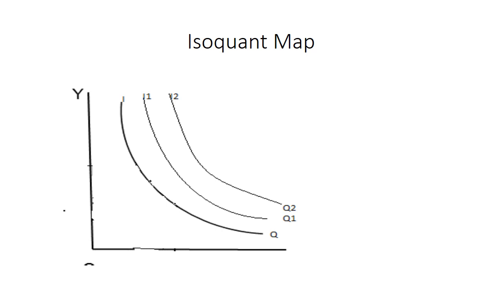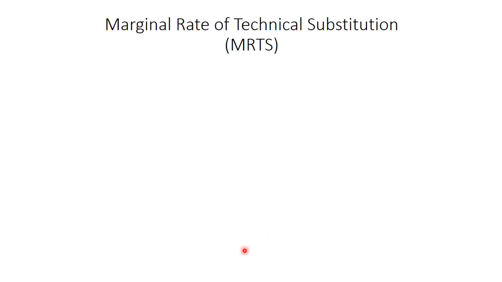Then we have the isoquant map, in the same way as we have an indifference map. A higher isoquant represents a higher level of production. An isoquant map is nothing but a set of isoquants. A higher isoquant represents a higher level of production, and every producer will like to go on a higher isoquant because every producer wants to produce more with the given level of inputs.